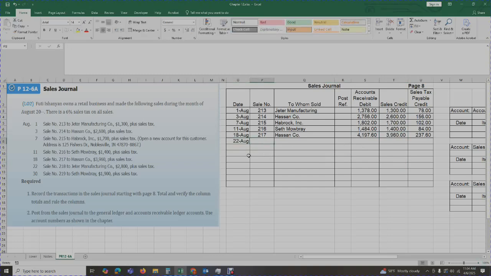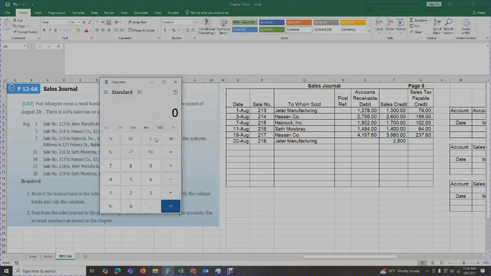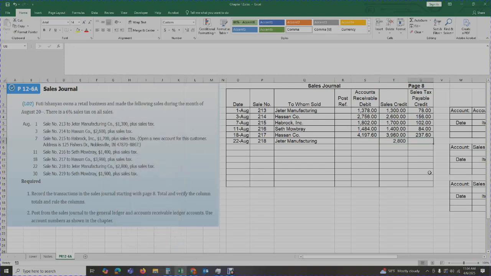August the 22nd, we have sales number 218. We sold to Jeter Manufacturing. The amount of the sale is $2,800. We calculate the taxes. $2,800 times 6% gives me $168. So the sum that is owed, let me put the comma here. The amount that Jeter Manufacturing owes me is $2,968: $2,800 of the sale and $168 of taxes.